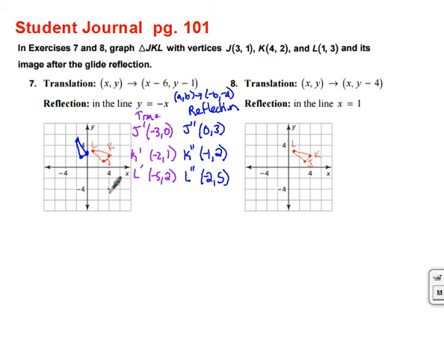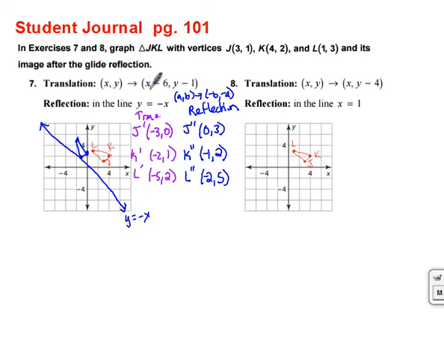Okay, so this looks a little crazy, but what we've done here is we've not only slid it to the left 6 and down 1, but we've also reflected it over this line. This line right here is y equals negative x. So I'm just going to check real quick and make sure that I did that correct. It just kind of looks funny.